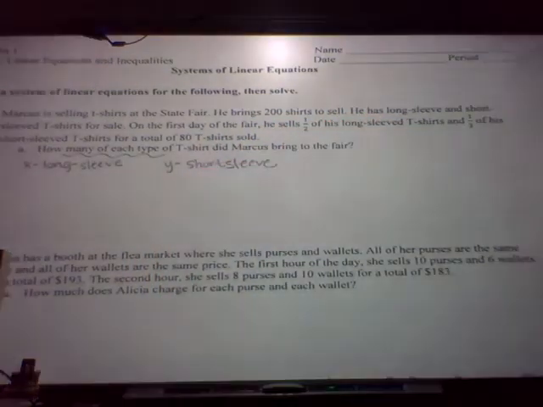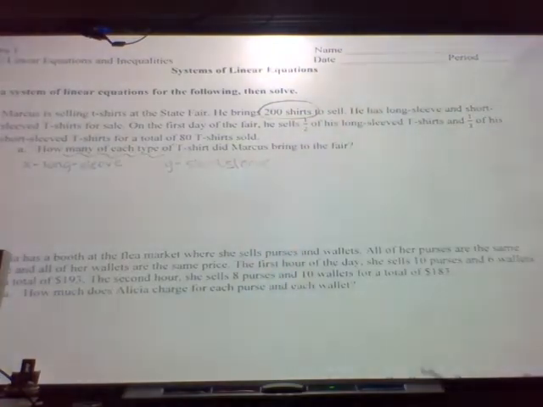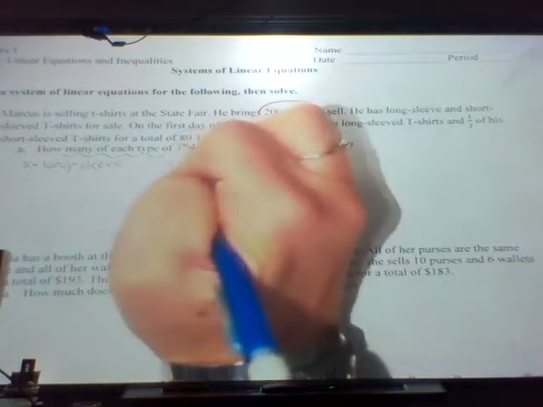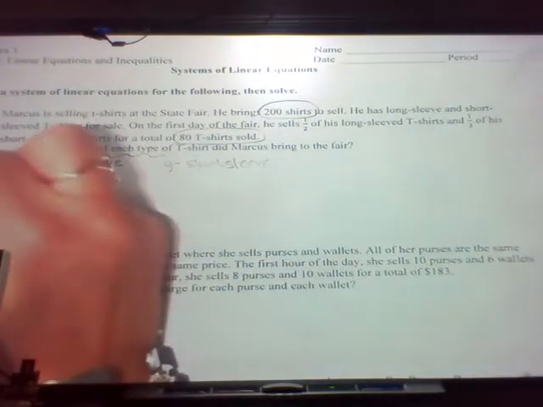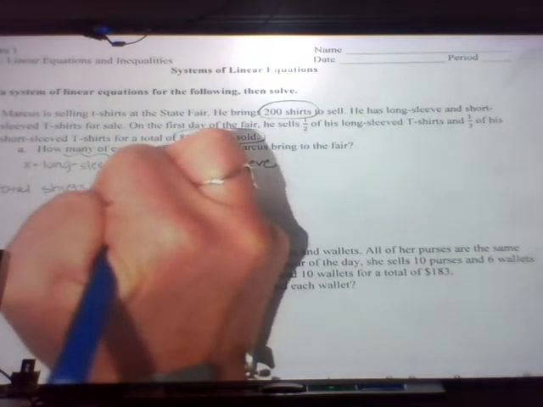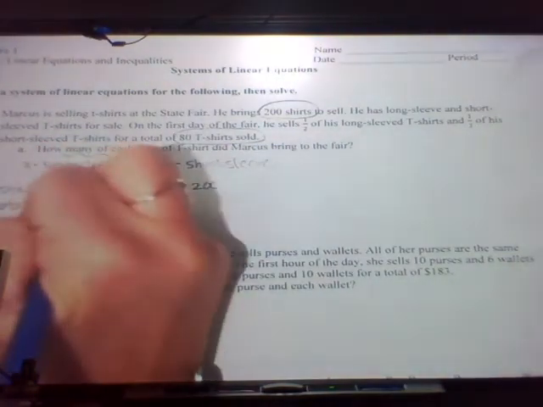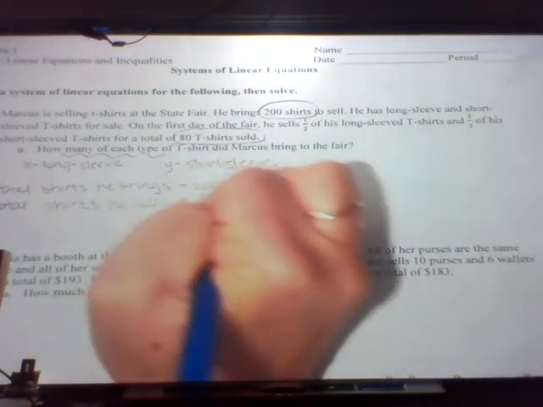Okay. Now we're going to go find our two totals, right? He brings 200 shirts to sell. So that's one total. He actually sells 80 t-shirts. Okay. So we have two different totals. We have a total of shirts he brings, and that's 200. And we have a total of shirts he sells, and that's equal to 80.